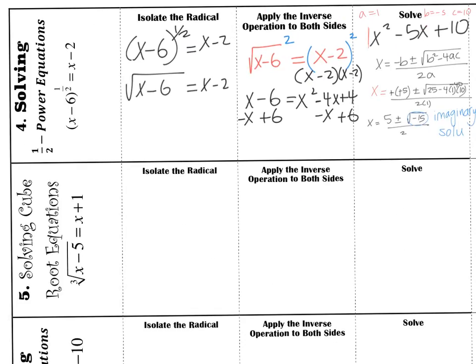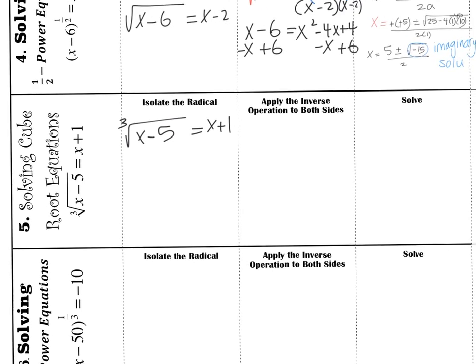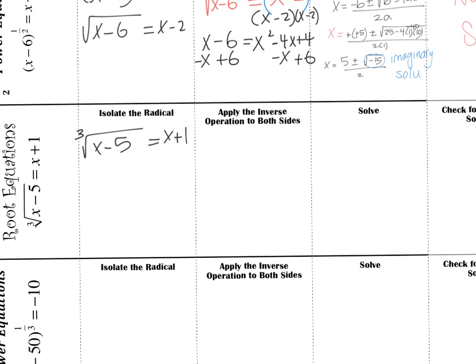Now let's move on to our next example. Now this is a cubic root. So let's write down the cubic root. And as you can see, the cubic root of x minus 5 is equal to x plus 1. Now the radical is isolated. There's nothing being added or subtracted or multiplied by the radical to get rid of.